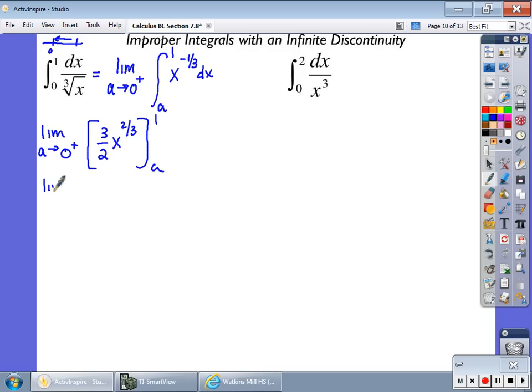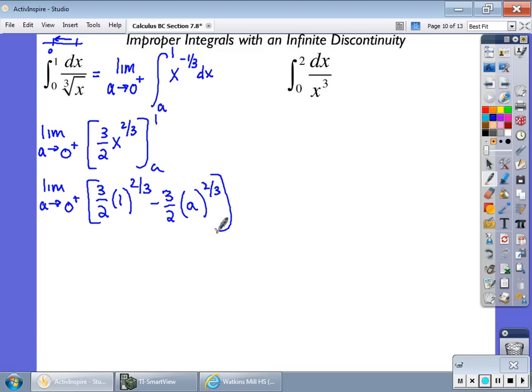So this is the limit as a approaches 0 from the right of 3/2 times 1 raised to the 2/3 minus 3/2 times a raised to the 2/3. So this is equal to the limit as a approaches 0 of 3/2 times 1, which is just 3/2, and then the limit as a approaches 0 is 0. And so this converges to 3/2.